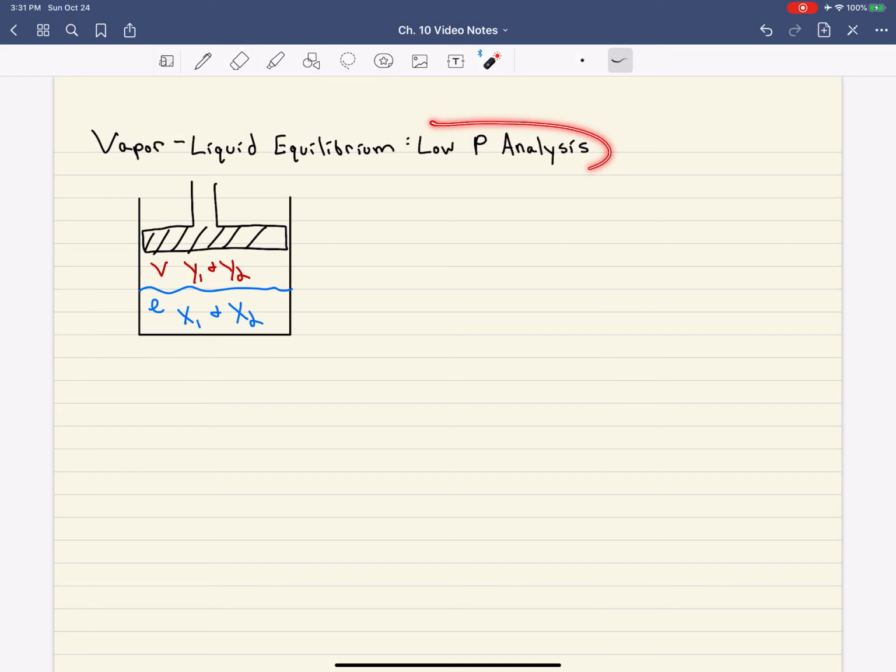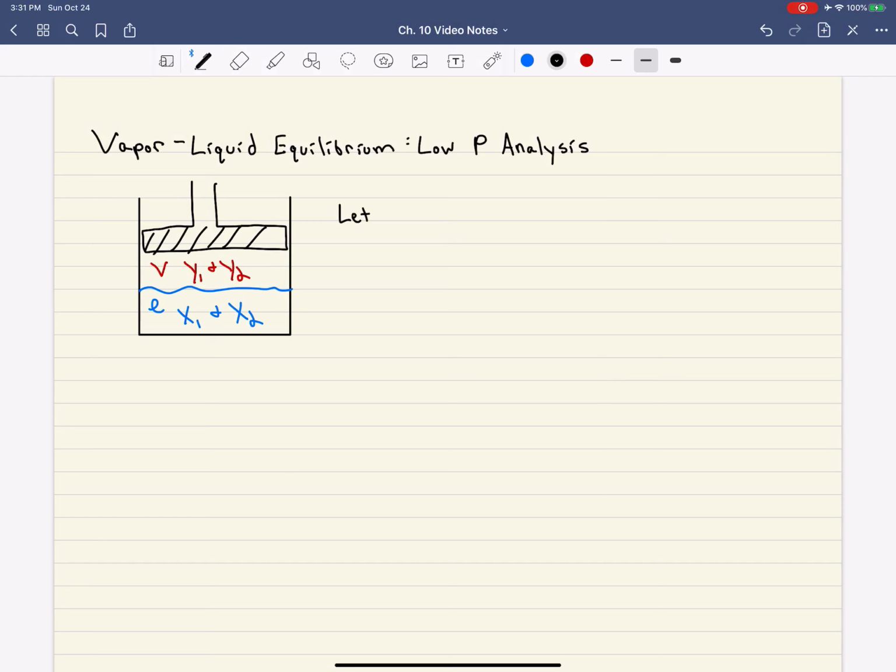And specifically, we're going to start with looking at the case where the total pressure in the system is very low. And so for vapor-liquid equilibrium, the sort of model system I want you to consider is once again a piston cylinder system where underneath the piston you have a mixture in which the mixture is both in the liquid phase and in the vapor phase as well. And so in each of the phases you have two different species, species 1 and species 2. And so species 1 and 2 are both in the liquid phase and also in the vapor phase as well.